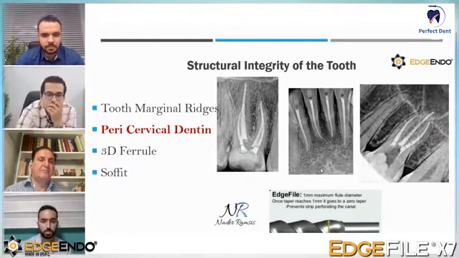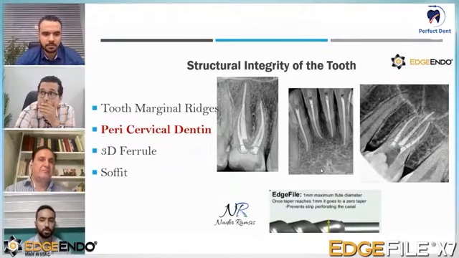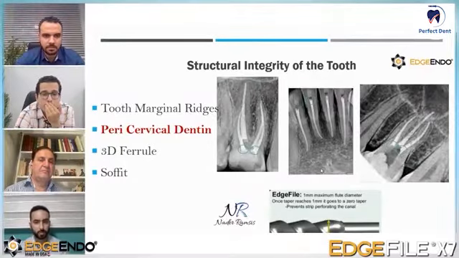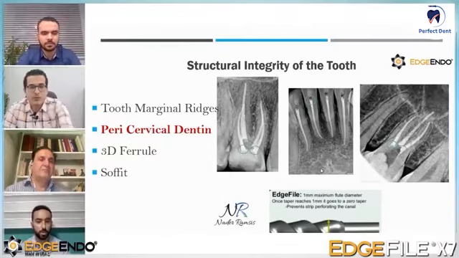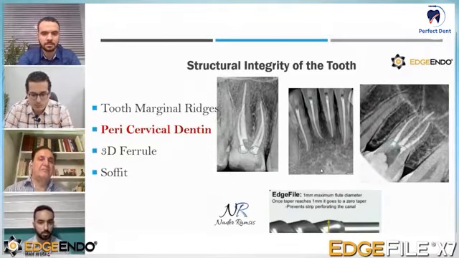So as you can see, all these cases I prepared with the EdgeEndo taper 6, but although I prepared it with the taper 6, it seems that the preparation is almost similar to a taper 4 preparation with no much enlargement or flaring at the coronal orifice, and the orifice remains centralized inside the canal without affecting the pericervical dentine.